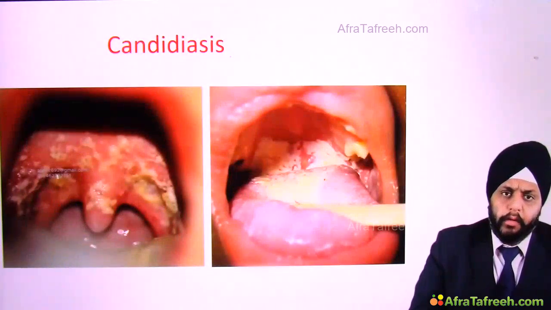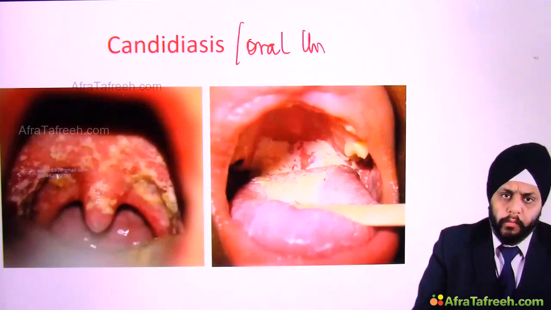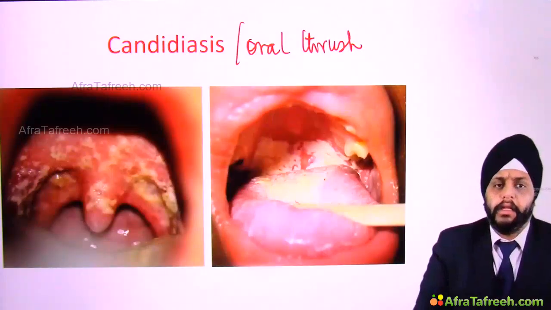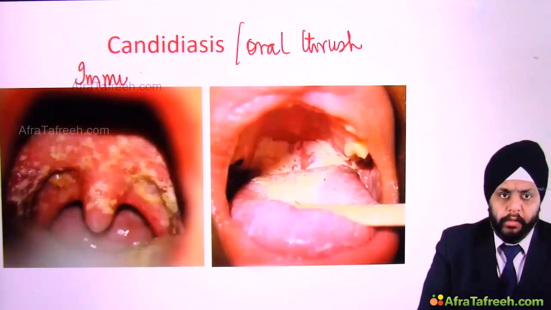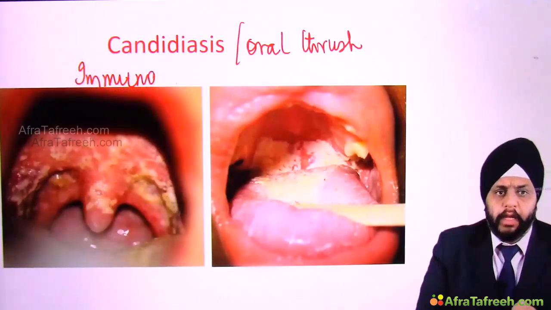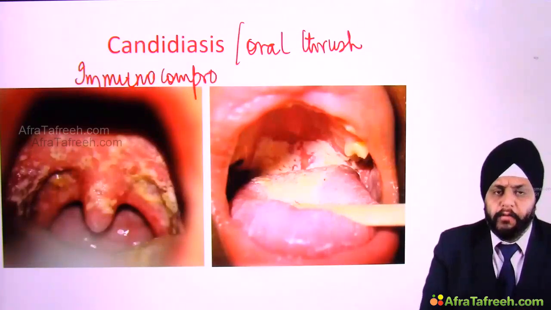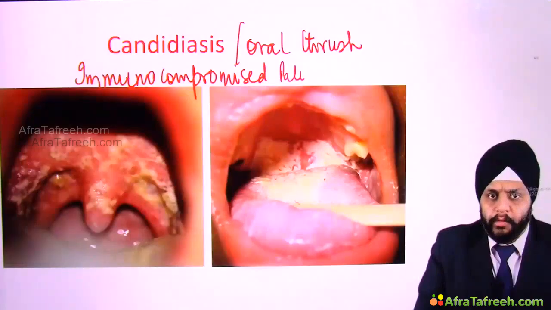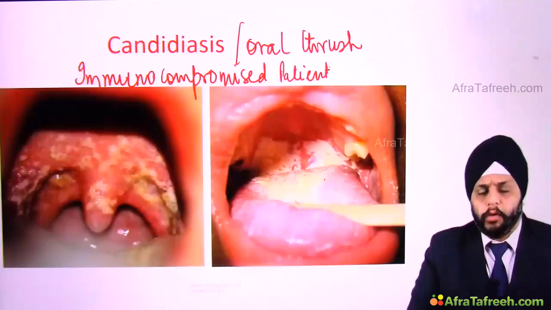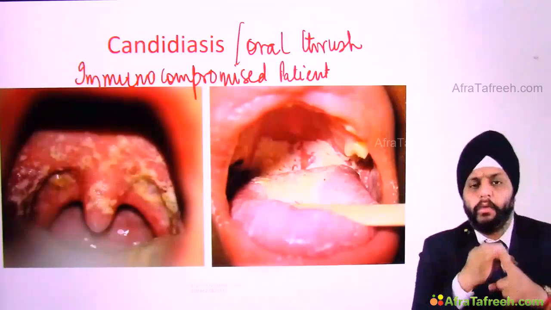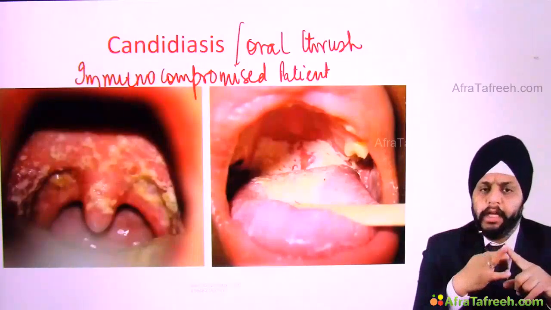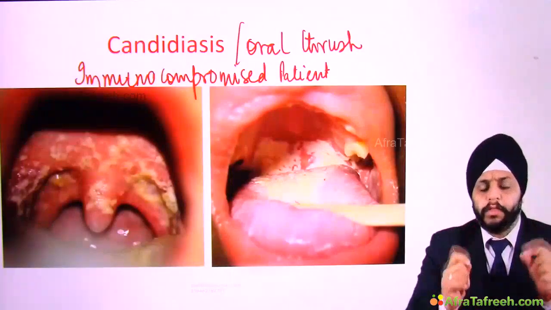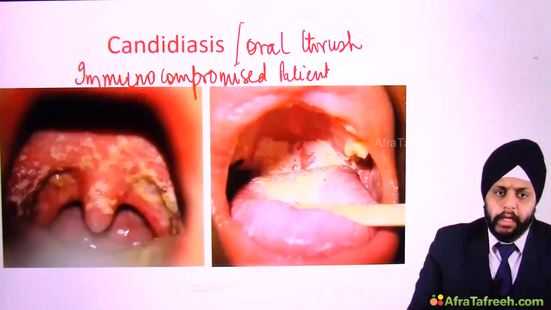Next we come to candidiasis. Candidiasis is also known as oral thrush, caused by the fungus Candida albicans, and it is seen in immunocompromised patients. So you see, the patient profile, the history is very, very important to differentiate between different types of membrane. The patient is an immunocompromised patient, such as a diabetic patient with uncontrolled sugar, or HIV/AIDS patient, leukemia, lymphoma patients.